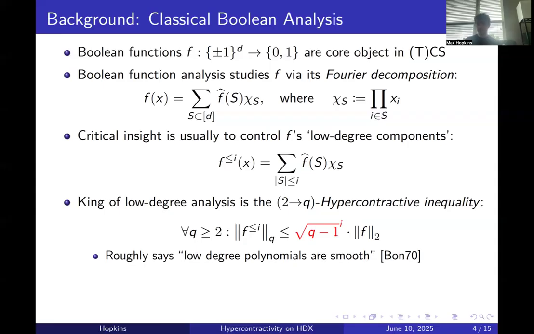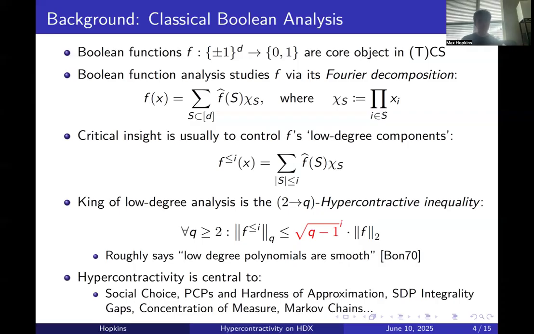And basically, if you haven't seen this before, what it says is that low-degree polynomials, or the low-degree components of a Boolean function, are smooth. They aren't too spiky, right? Because a function that is spiky will, when I take a q-th power, blow up these spikes. And this is saying that the difference between the q norm and the 2 norm is not all that much. So this must be a smooth function.